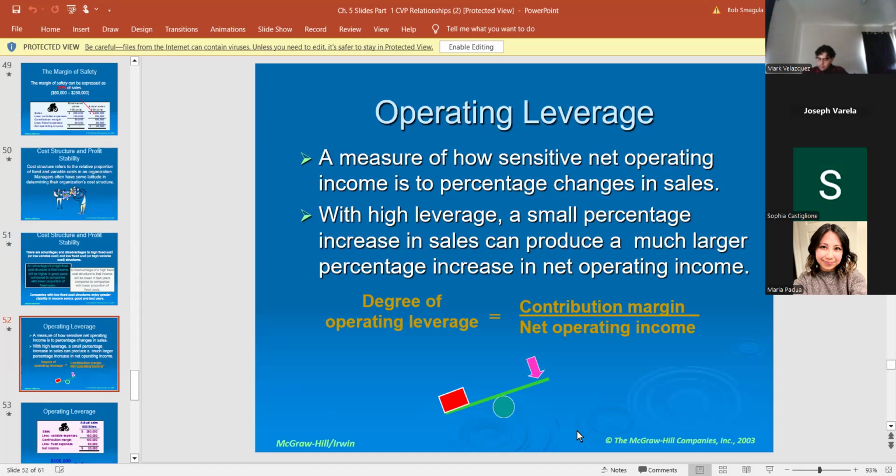Here we go. Let's really talk about leverage. I think you'll find this interesting. Operating leverage is a measure of how sensitive net operating income is when you change the sales. If you have high leverage, a small percentage change in sales can produce a much larger percentage increase in net income. And this can be very dramatic. So what are we talking about? We are going to take the contribution margin and divide it by the net income. And that is going to give us a number.